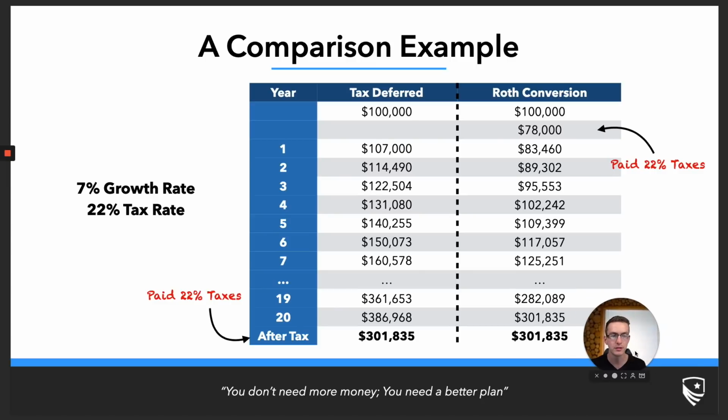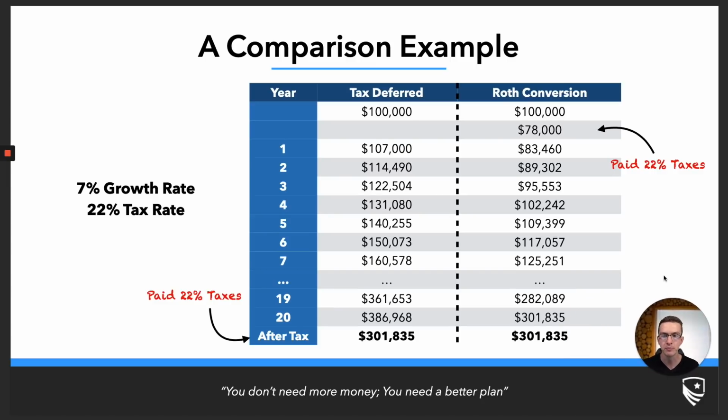I'm going to make my head just a little bit smaller so we can see the full screen. Now we're going to be looking at a $100,000 portfolio or $100,000 account growing at 7% per year. And we're looking at a 22% tax rate. On the left-hand side of this table, I have a tax-deferred account. This is an account that we're not going to be performing any conversion on. And so this $100,000 is going to grow unencumbered until we end up taking out money at the end of this 20-year period here.